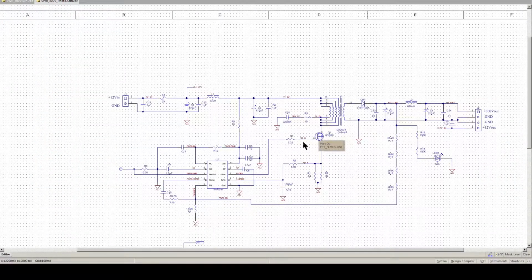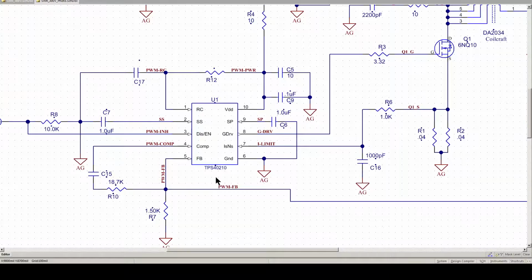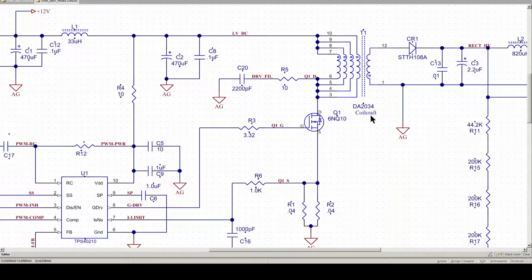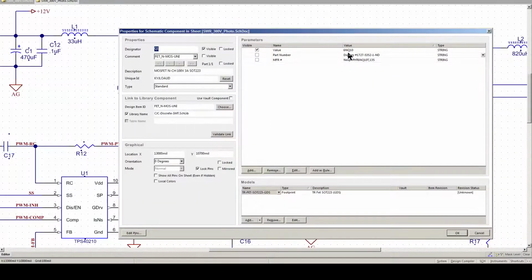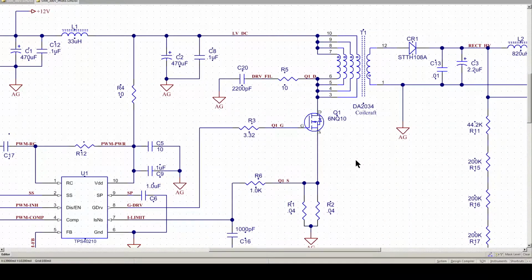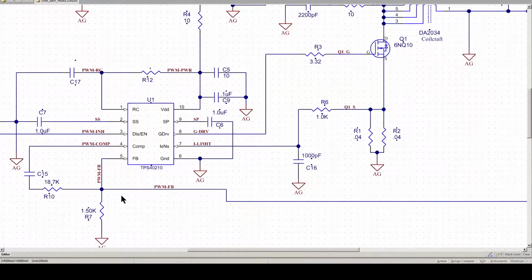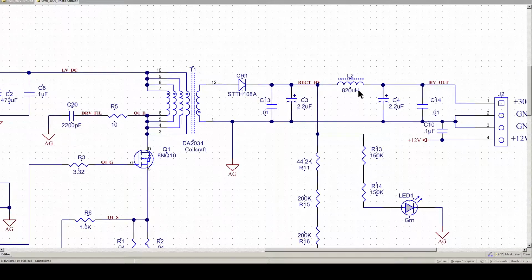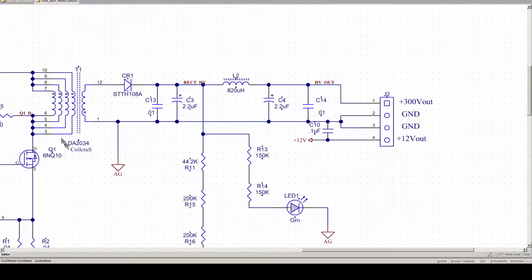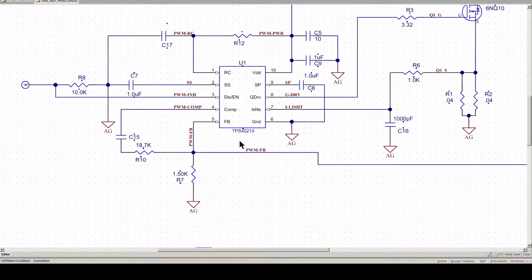I have a preliminary design here of the 12 volt to 300 volt switch mode power supply using the TPS4210. I haven't calculated all the values here yet. We have the DA2034 Coilcraft transformer here. Switching FET is a 6NQ10 and it's a SOT223 part. Should be enough for the amount of power we're going to need out of this. We have input filtering. This sets the output voltage for 300 volts via this feedback loop here. And output filtering, and then 300 volts out. And we also bring the 12 volts out for the 6U10 filaments. So we're going to make a printed circuit board for this and see if we can get it up and running.